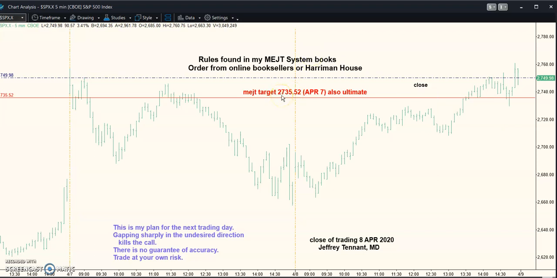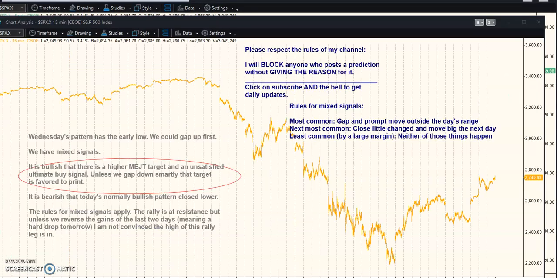These targets are pretty accurate. If they don't print in their preferred time frame, almost always it's because you gap smartly in the undesired direction. When that didn't happen, I won't claim it works every time, but it's pretty much money in the bank. You're going to see the number. And here's what we said. Unless we gap down smartly, the target should print.